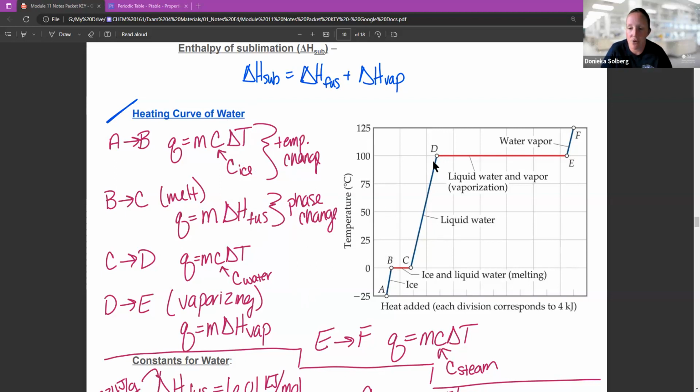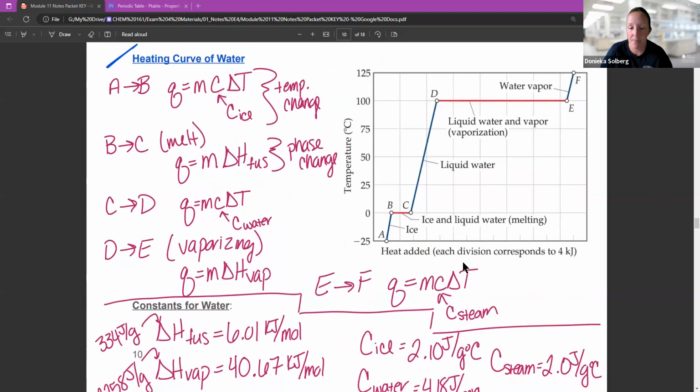And then I would have a temperature change again. So you would do Q equals mc delta T using the c of water, which is 4.184 joules per gram degree Celsius. And then D to E, you would have another phase change. So it's just the mass times the delta H vaporization this time. And E to F would be another Q equals mc delta T. So again, I would draw this out for whatever substance you're doing a calculation for. Any slants are Q equals mc delta T, and any flat lines or phase changes are Q equals m times delta H.